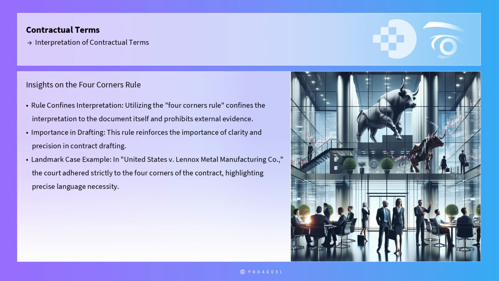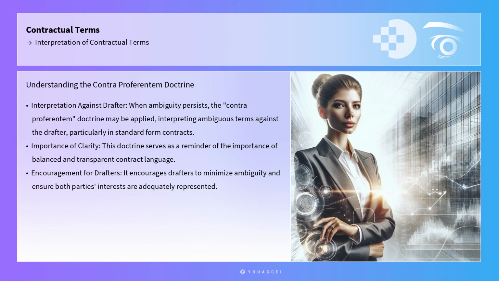language to avoid misinterpretation. When ambiguity persists, the contra proferentem doctrine may be applied, which interprets ambiguous terms against the drafter, particularly in standard form contracts. This doctrine serves as a reminder of the importance of balanced and transparent contract language, encouraging drafters to minimize ambiguity and ensure both parties' interests are adequately represented.